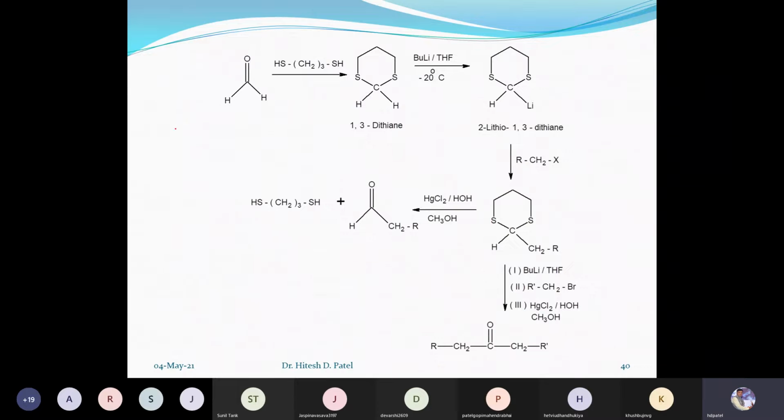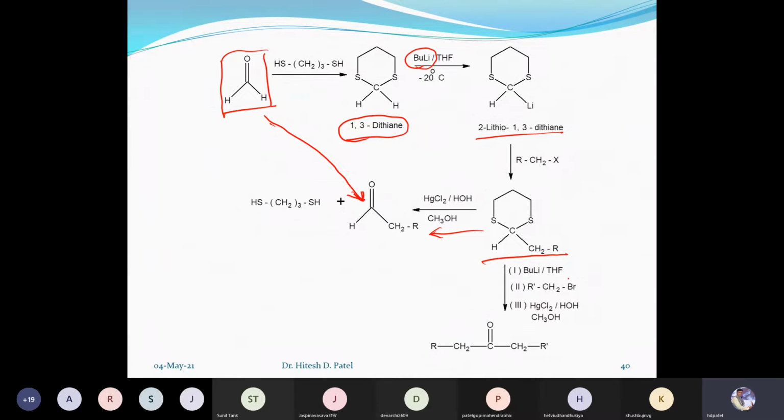Now if we start with simple formaldehyde, HCHO, then by treatment with 1,3-propane dithiol we get 1,3-dithiane, and by treatment with butyl lithium we get the 2-lithium-1,3-dithiane compound. Then by treatment with RCH2X we get this intermediate. If we hydrolyze with HgCl2 and water, we get an aldehyde. So from formaldehyde we now have a substituted aldehyde.